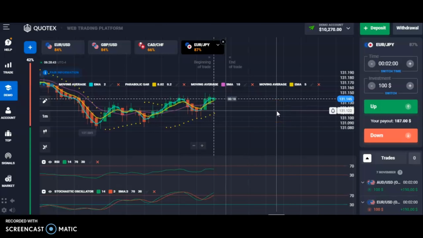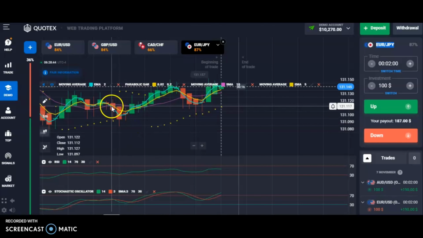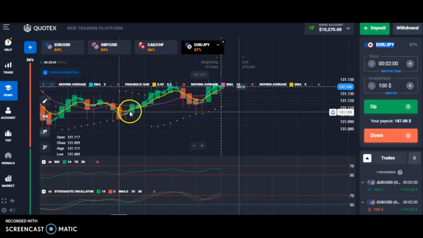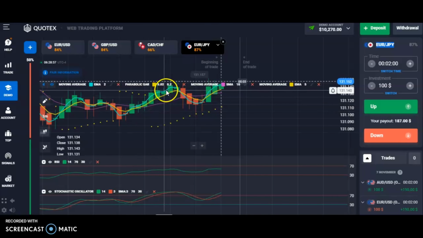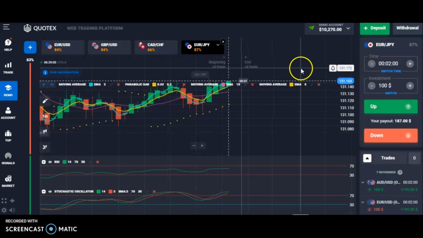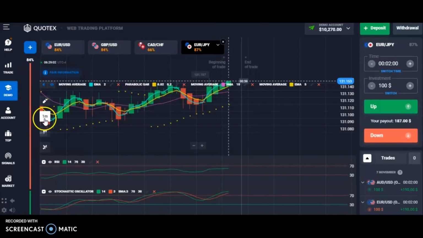Now my strategy here is pretty simple, guys. What I do is I wait for this blue line to cross over the yellow line on the candle. Once it does that crossover, I would take a buy. It would probably be a 2-minute buy on a 1-minute chart.